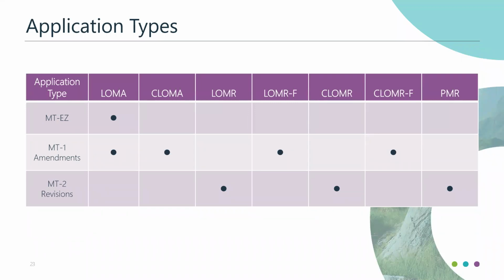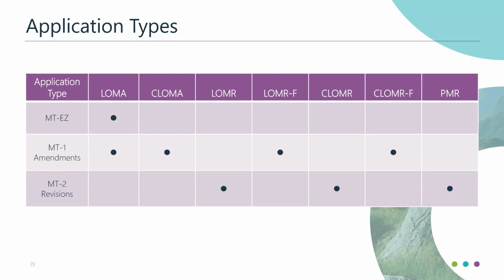As I mentioned before, there are several application types, and then there are the 7 different types of LOMCs. What this table shows you is those application types and how they correspond to the LOMC types. So an MT-EZ is basically just a simple survey elevation certificate submission for a structure or property at grade, not on fill, and it would be a determination for that.